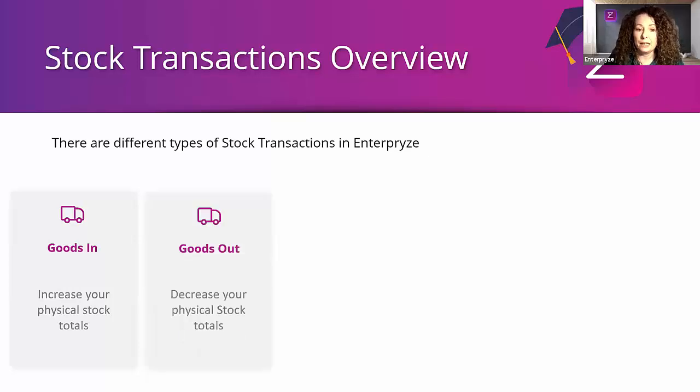We also have the goods out, which is to decrease your physical stock totals. I'll explain in relation to both of those, and we'll do it in the live demonstration, the effect on the accounting side, because one requires you to input a cost, the other one will take the average cost as it is today within the platform. So I'll show you the difference between the two of those as we input them into the system.